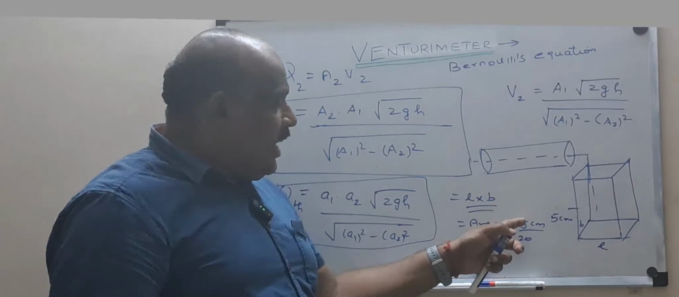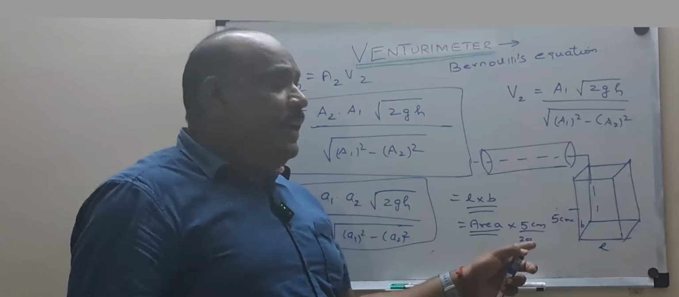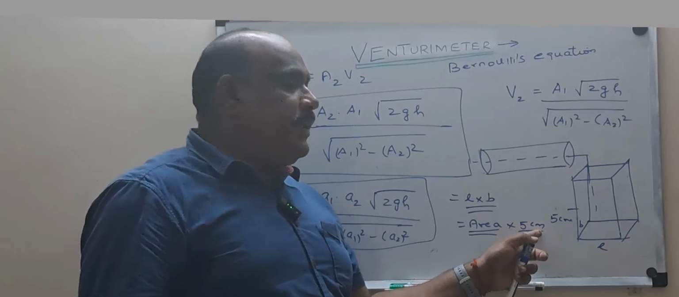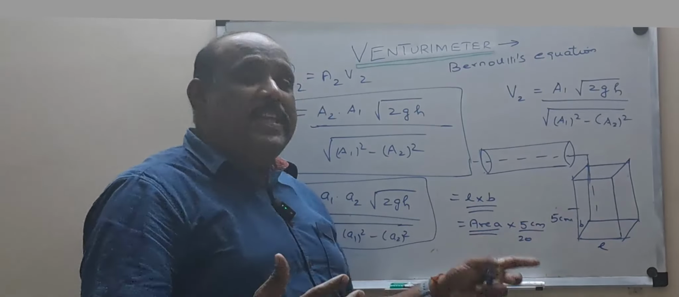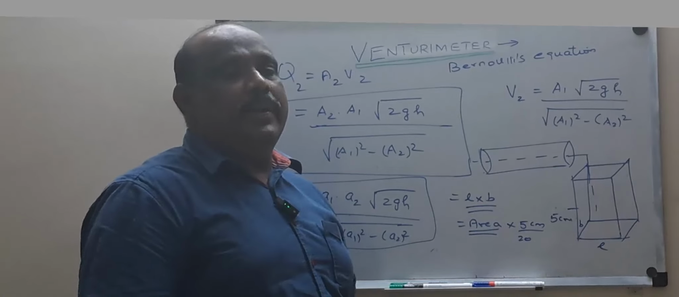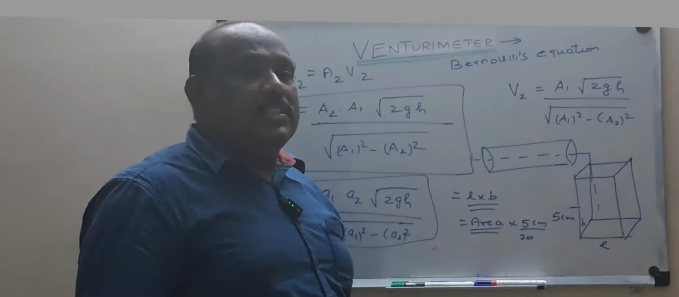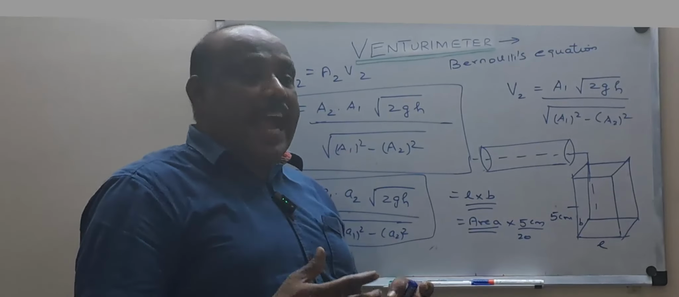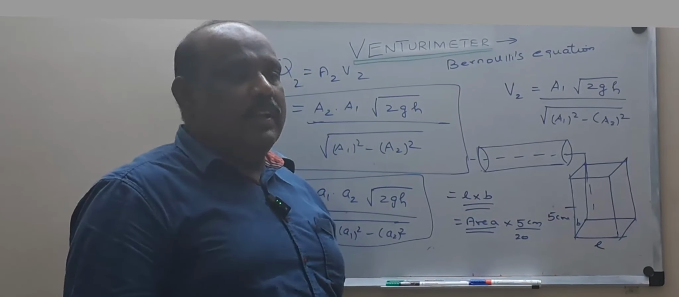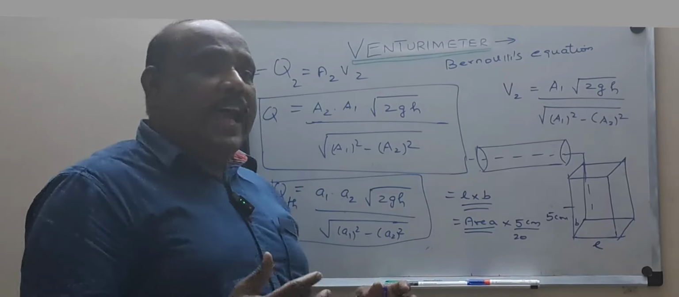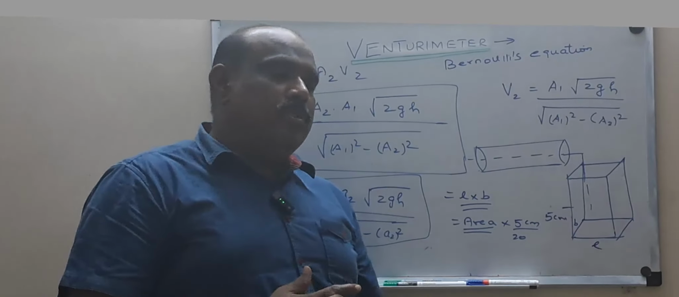So I know this height as well as the time. Time is in seconds, and this is in centimeter. These two also may be in centimeter. Please convert the centimeter into meter by dividing appropriately, and you will get meter cube per second. This discharge is called the actual discharge.